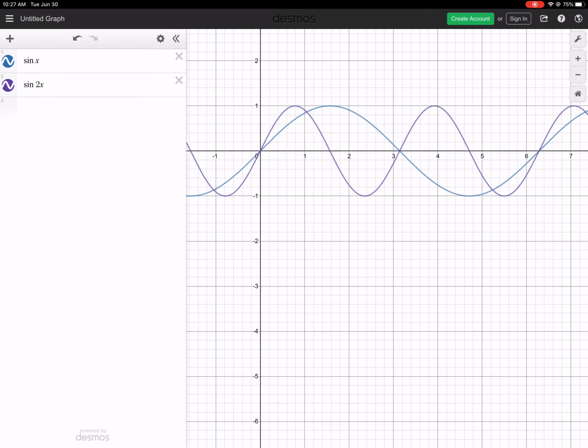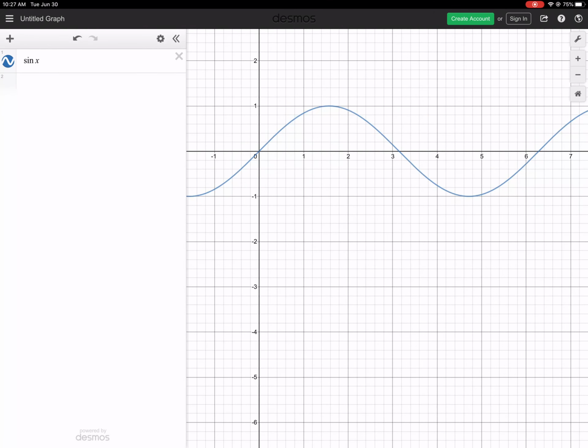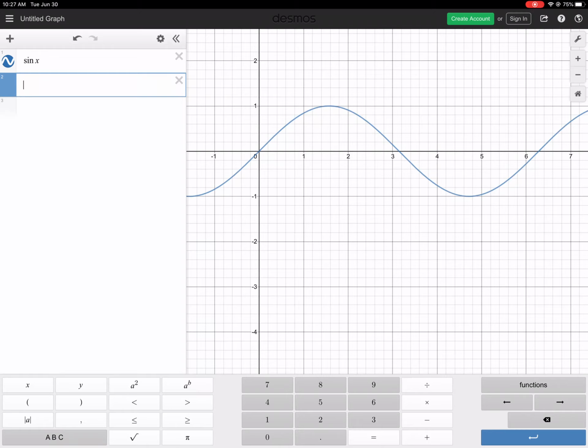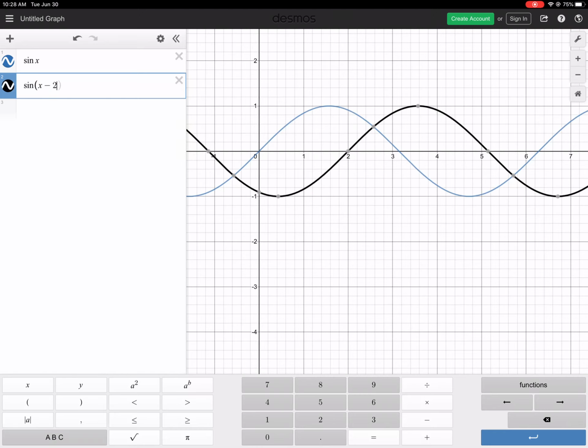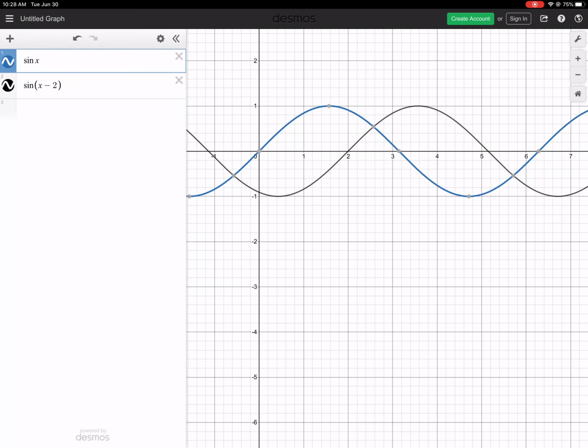Let's go back in. Let's erase that now. And now I want to show you what happens when I add 2. So I've got sine of x now, but now I'm going to shift to the right by going x minus 2. So this point here for my regular sine wave is 0, 0. Now it's 2, 0. The black has shifted to the right 2 units because of saying x minus 2.